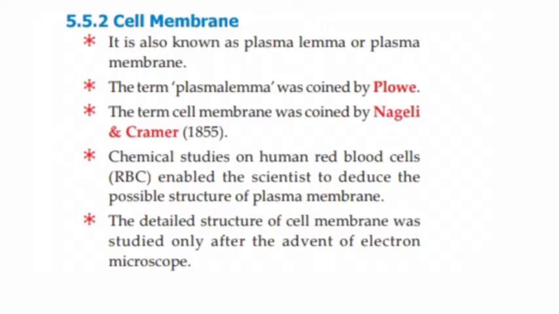Cell membrane. Cell membrane is also known as plasmalemma or plasma membrane. The term plasmalemma was coined by Plowe. The term cell membrane was coined by Nageli and Cramer. Chemical studies on human red blood cells (RBC) enabled the scientists to deduce the possible structure of plasma membrane. The detailed structure of cell membrane was studied only after the advent of the electron microscope.